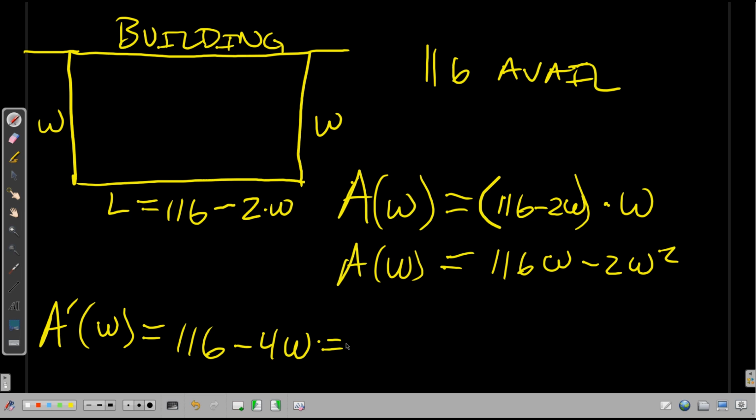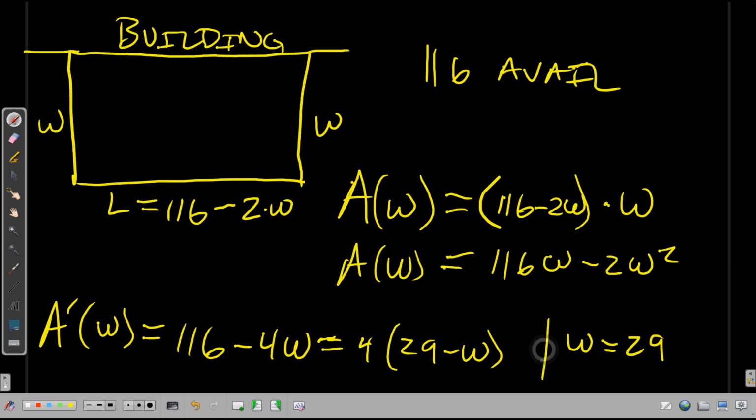Okay, well, 116 is divisible by 4. If I factor out the 4, then I would get 4 times 29 minus w. In turn, I know that my critical value is when w is 29. Okay. We need to know that that is where the absolute maximum will occur.